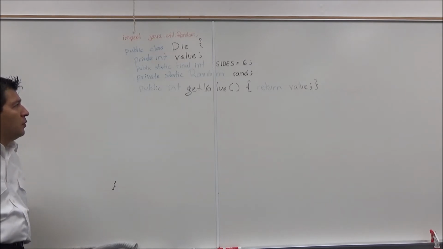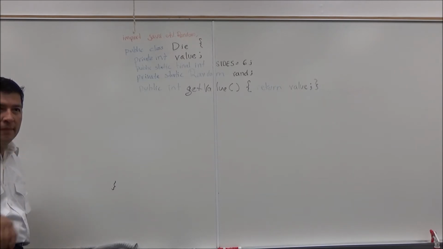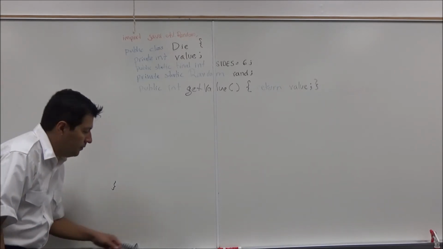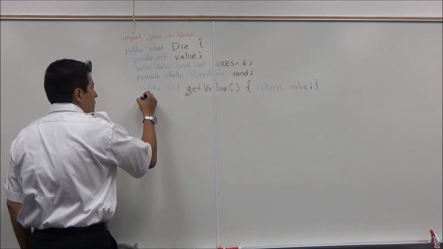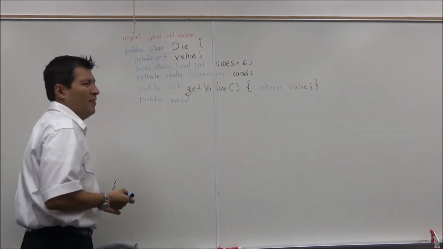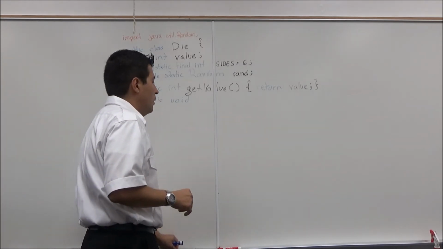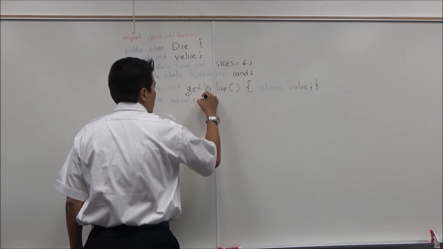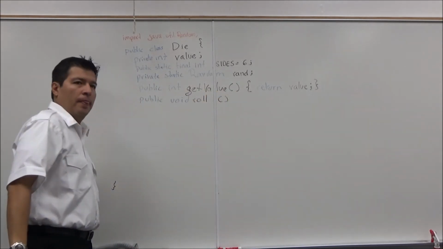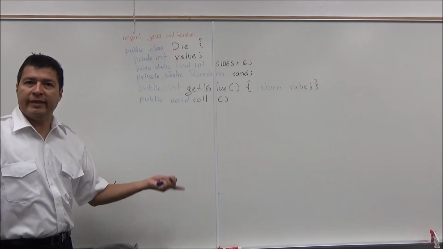Now, I have an accessor or a getter. Should I have a setter? Should I allow people to set the value of the die? No. What do you do with the die? You roll it. Exactly. So I'm going to allow people to roll it, but I'm not going to allow them to force the value of the die. Therefore, there are no parameters. Well, the parameter list is empty.